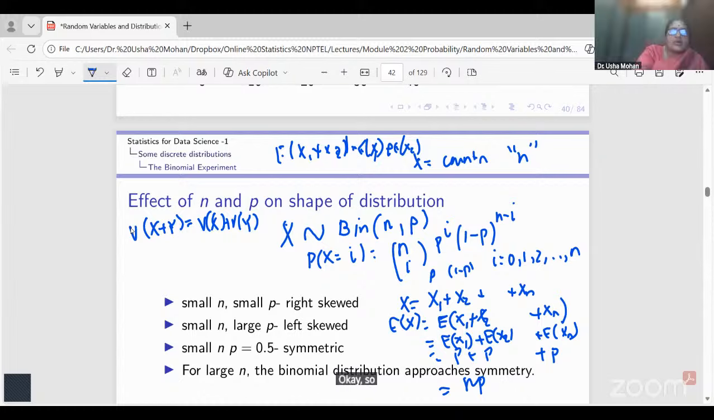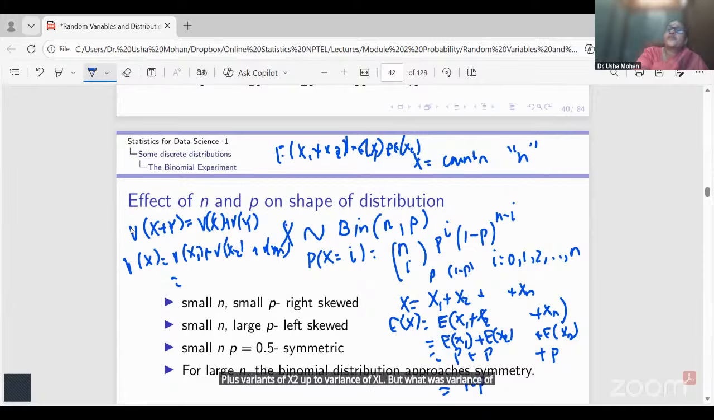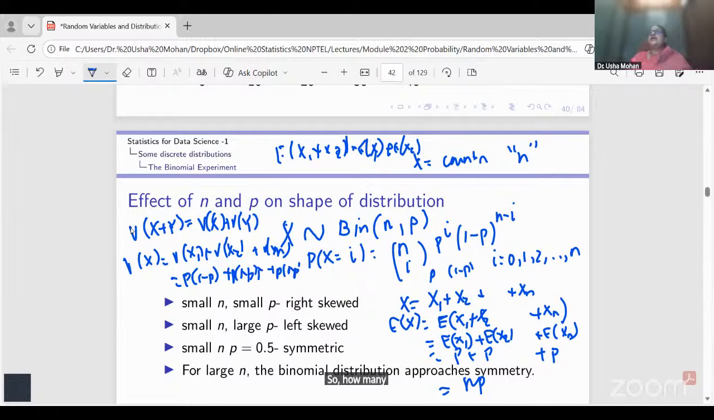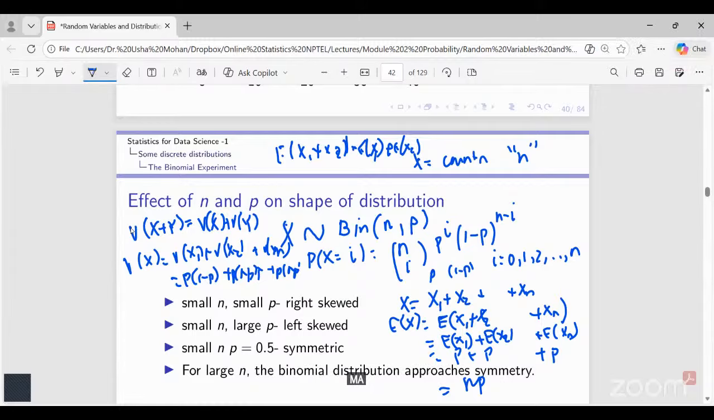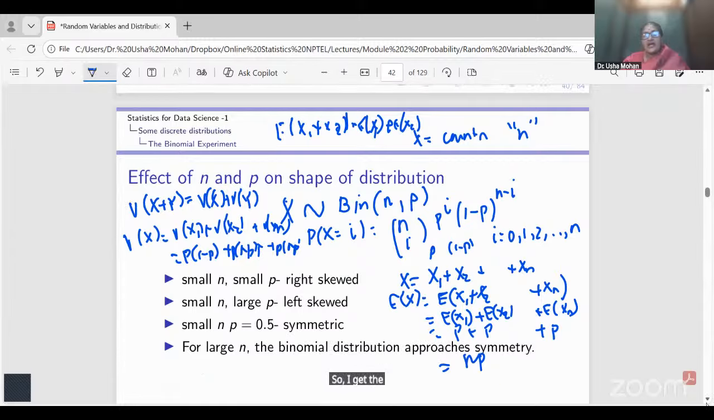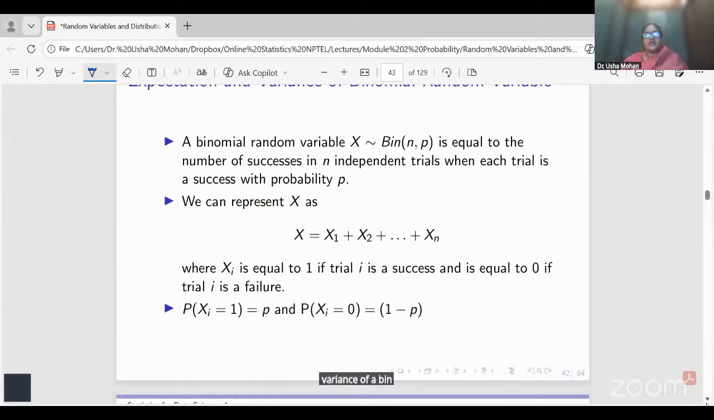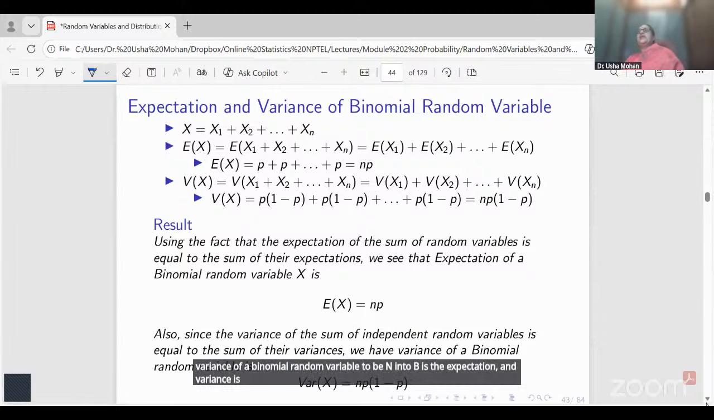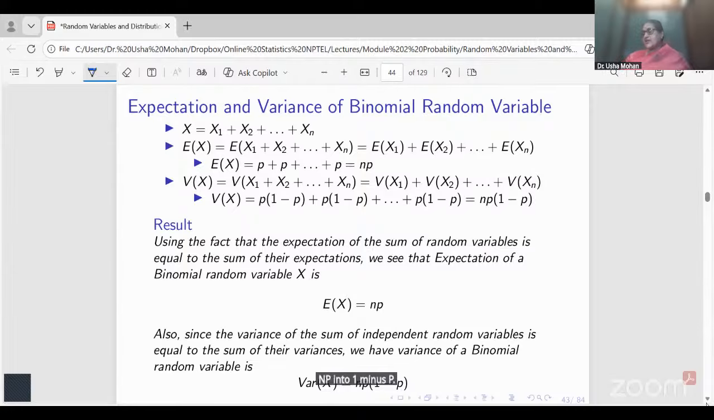Okay, so now let's look at what would be variance of x. Variance of x is going to be variance of x1 plus variance of x2 up to variance of xn. But what was variance of x1? Bernoulli. This was P into 1 minus P, plus P into 1 minus P, plus P into 1 minus P. So how many times am I adding it? I'm adding it n number of times. So I get the expectation and variance of a binomial random variable to be n into p is the expectation and variance is n p into 1 minus p. Till here is it clear?